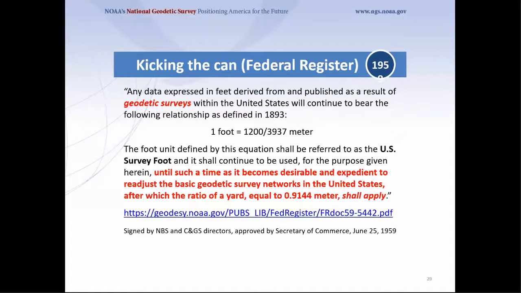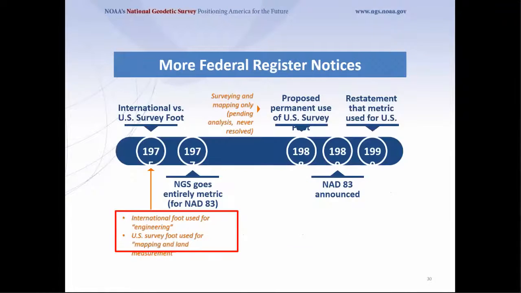So how did we get here? In 1959, there was a Federal Register notice that said that the next time the National Geodetic Survey did a nationwide adjustment of the geodetic network, they would convert to the international foot. That would have been when we did NAD 83, and that didn't occur. This shows a timeline of what has occurred over the years: 1975, 1977, and then in 1988, there was a proposal to make the U.S. foot permanent that didn't occur. So it felt like now is the right time to make that change.